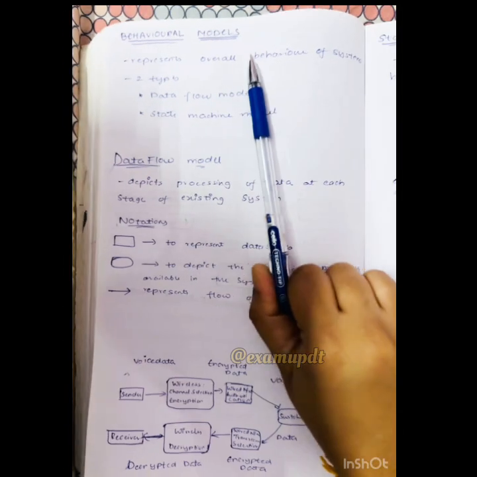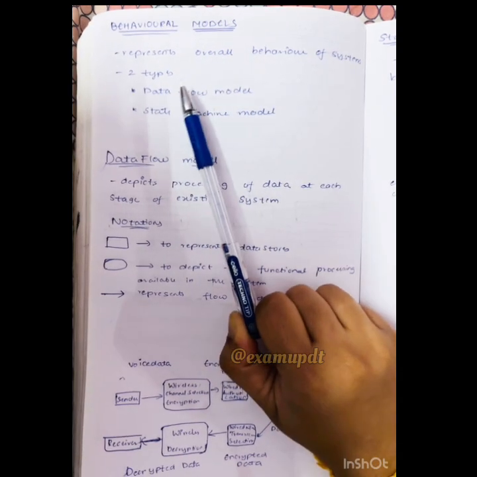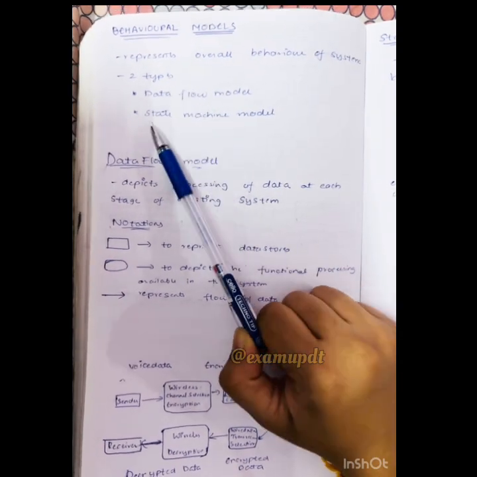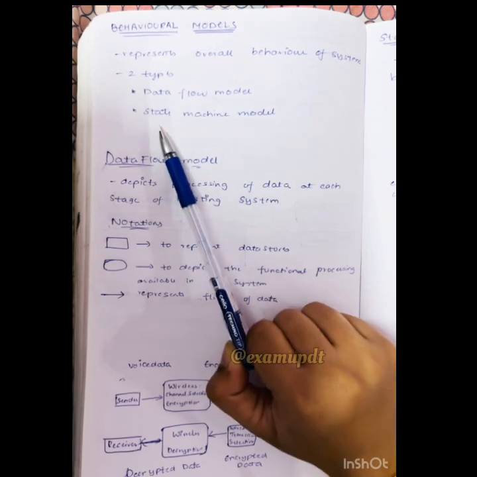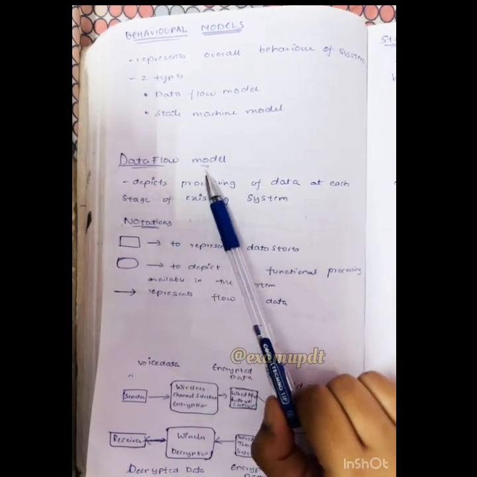So this is all about context models. Now the behavior model. Behavior models represent the overall behavior of the system. And in this there are two types. The first one is the data flow model and the second one is the state machine model. Now let us discuss the data flow model in detail.